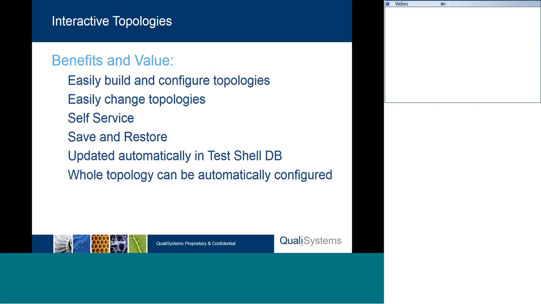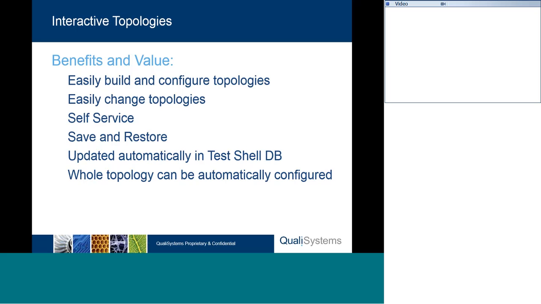So the benefits and the value that the resource manager gives us is actually easy build and configure topologies, and easy change of topologies that you are already working with. It's self-service. Everybody can do it by himself. I don't need now to ask somebody to help me or give me a resource or something like that. I can go to the system, to the test bed. I can search for the devices that I need. I can build the topology that I need. I can reserve it for the time I wish to work with it, according to availability of devices, according to my needs, my work progress.